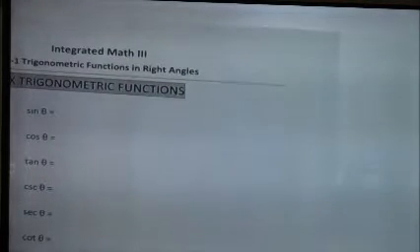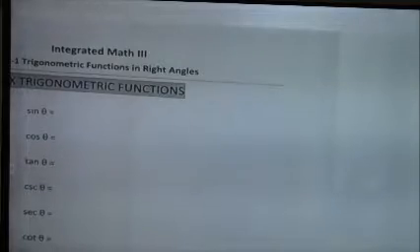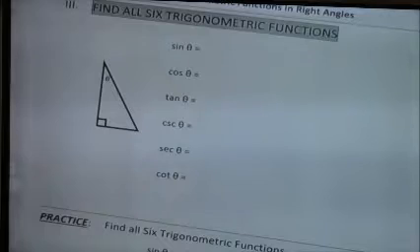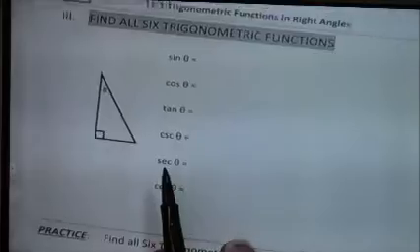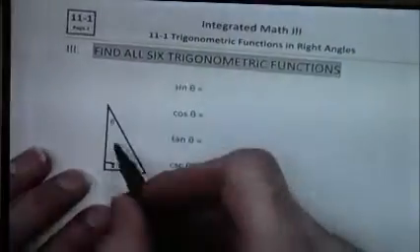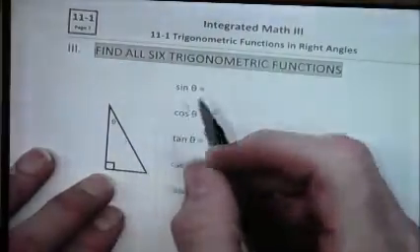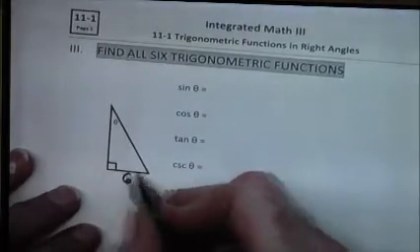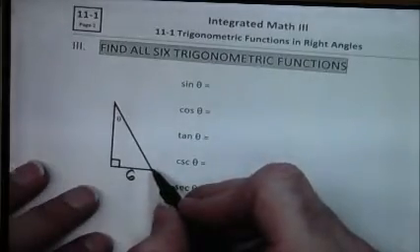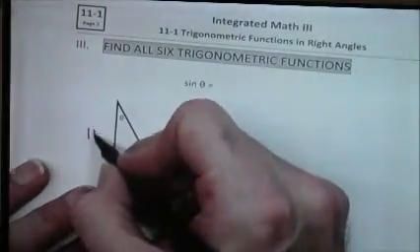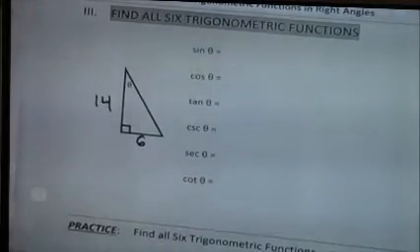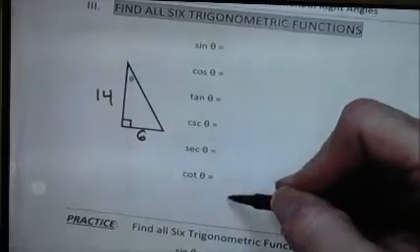I am going to give you a problem, and we're going to go through one here. Let's say that for this triangle, I won't tell you the hypotenuse yet. I'm going to tell you that the small side has an amount of 6 units and the longer side has an amount of 14 units. By giving you that, you can now find all of these.